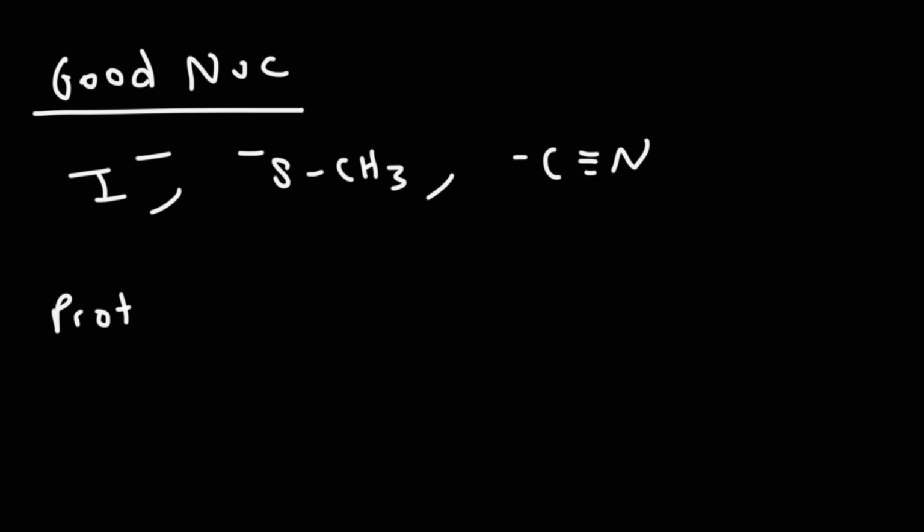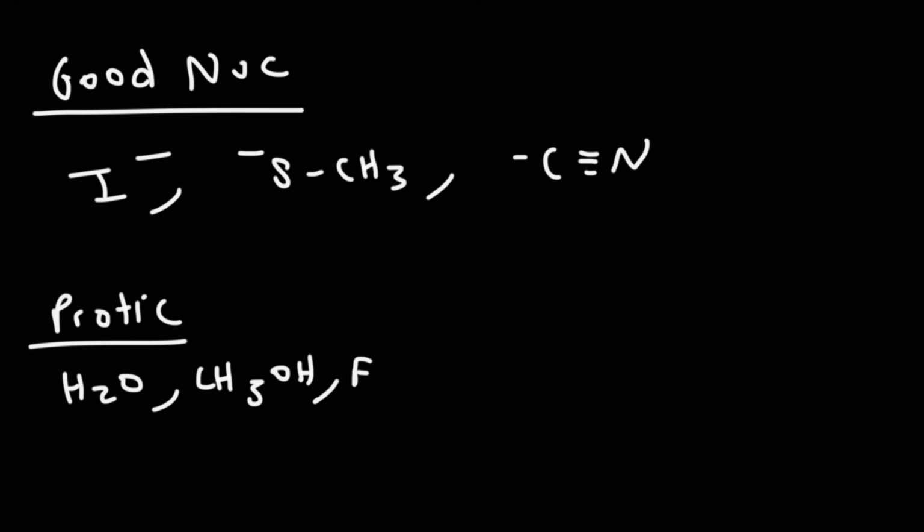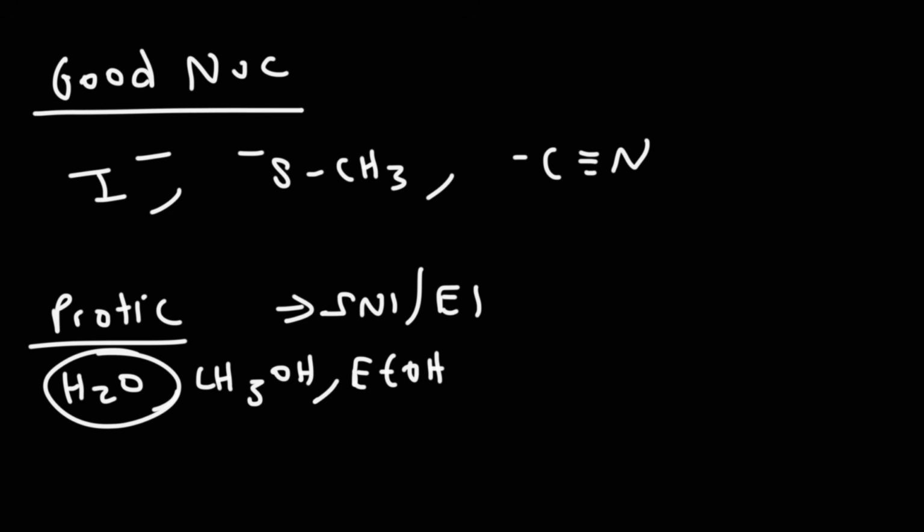When you're using a protic solvent like water, methanol, or ethanol, a lot of times these are associated with an SN1 reaction, and SN1 reactions tend to occur with E1 reactions. When water is behaving as a nucleophile, it's a weak nucleophile. That's usually going to be an SN1 reaction. When it's behaving as a weak base, you're going to get an E1 reaction. E1 reactions work well with weak bases. E2 reactions work well with strong bases.